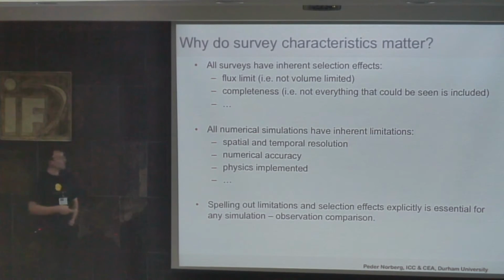Numerical simulations have inherent limitations as well: spatial and temporal resolutions, numerical accuracy, the physics implemented, and so on. Same thing, there's no difference. We should just make sure that everything is spelled out clearly, and that you do this in order to make a simulation-observation comparison.